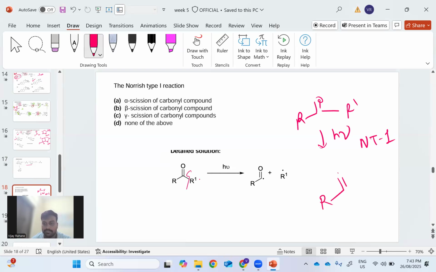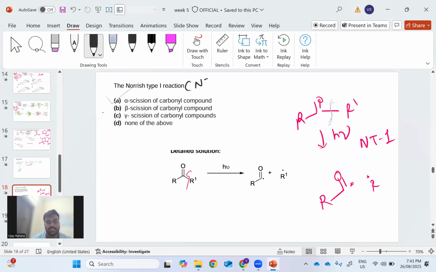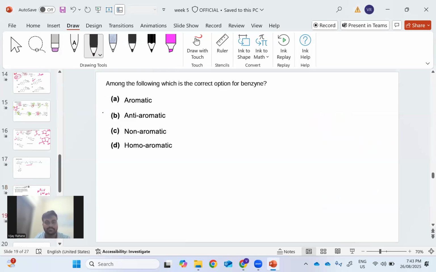So there will be a cleavage of this bond and this bond. So there will be an alpha cleavage, right? So this alpha cleavage of this bond takes place in the NT1 type of reaction. Sometimes it may also be represented in this manner, NT1 or NT2, Norrish type 1 or Norrish type 2 reaction.